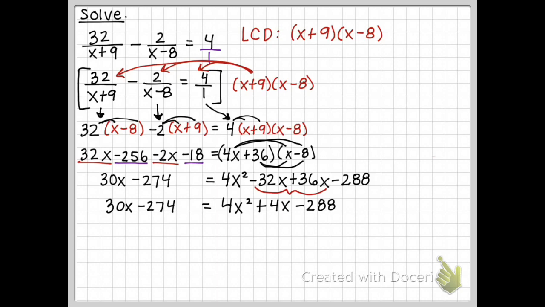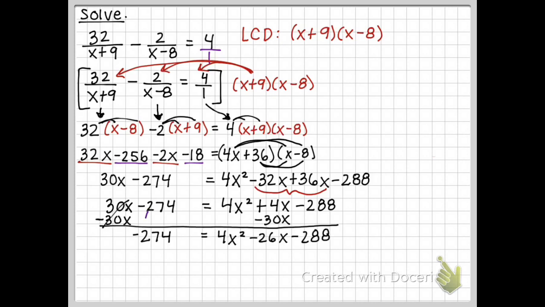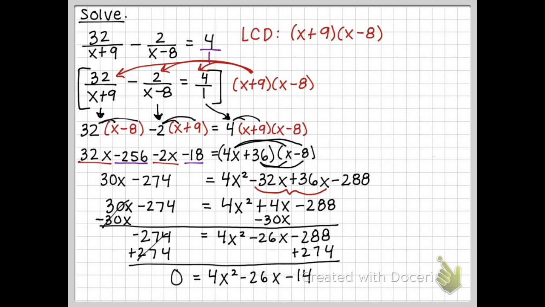Okay, again, just like the last example, remember I said we have to set it equal to 0 when we have an x squared term, an x term, and then no x, right? And we have to add this over here, subtract the 30x over there, so we can make it equal 0. So that cancels. We have negative 274. We bring that down. We bring the 4x squared down. 4x minus 30x is negative 26x. We bring this down. Now we're going to add 274 to both sides. 0 is left on the left-hand side. If we combine these two, negative 288 plus 274 is negative 14.